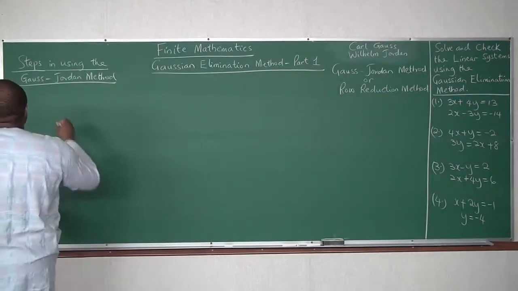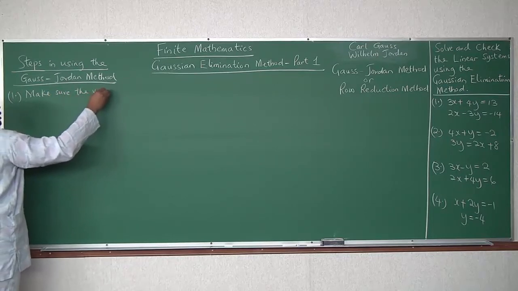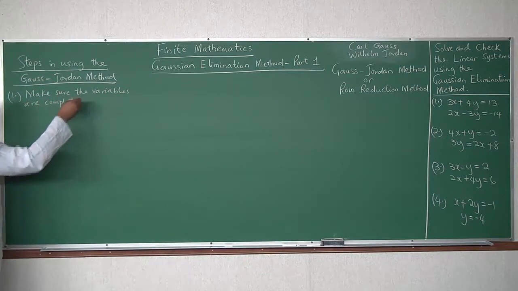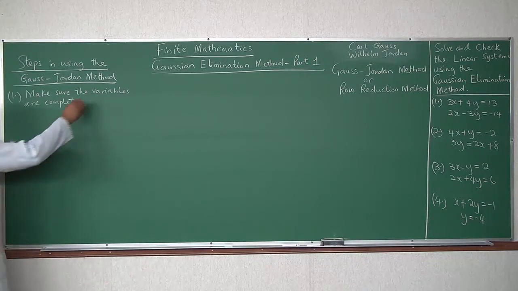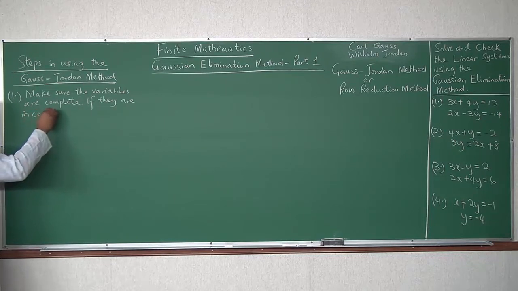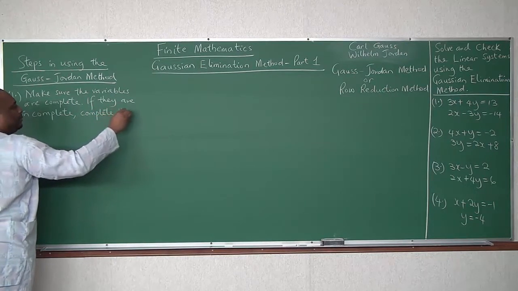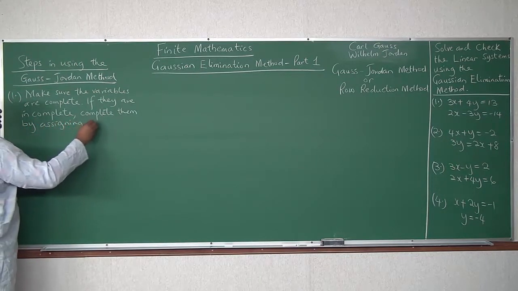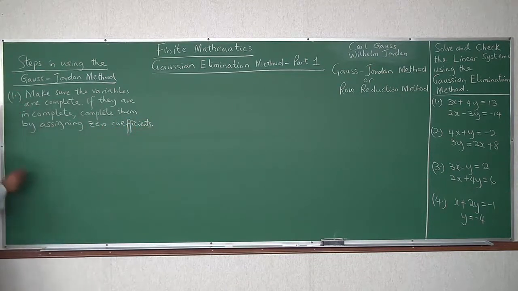If you see any variable missing, you have to complete that variable by assigning a 0 coefficient. So you want to make sure the variables are complete. If they are incomplete, then you have to complete them by assigning 0 coefficients. And you can be writing this down, okay?